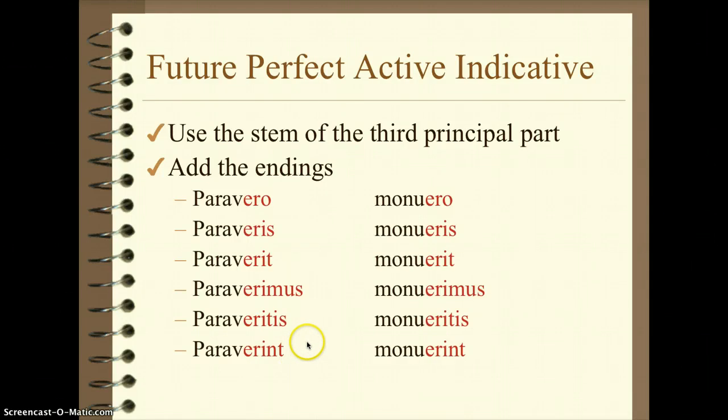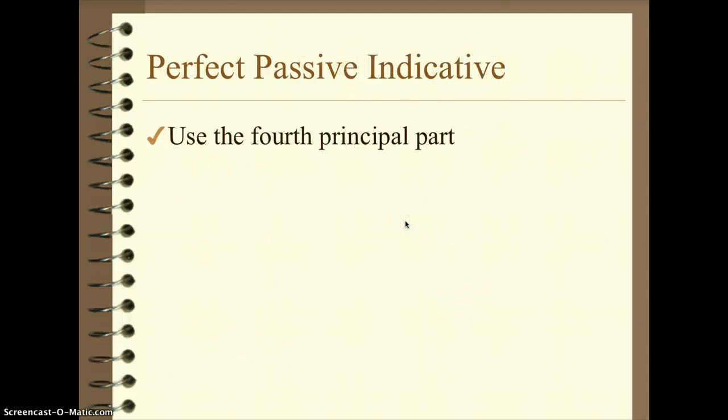And again, your stems are coming from the exact same place. We go to the third principal part. Take off the i that was originally there in the third principal part, and whatever's left is your perfect stem. And here's where we're stopping because this is where we're going to start for the next one.